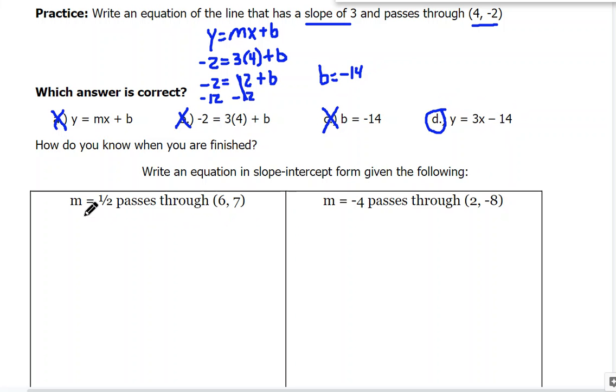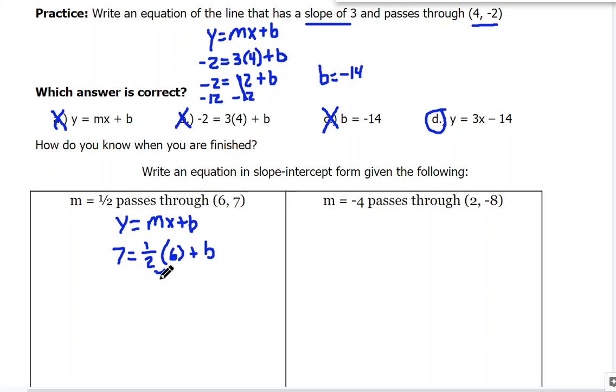All right, let's try one more. It says m equals 1/2, and it passes through 6, 7. So I'm going to start by writing y equals mx plus b. And then I'm going to plug in what I know. Right? Do I know y? Yes, I do. I know y. It says 7. So I'm going to plug 7 in for y. Do I know m? Yes, I do. It's 1/2. So I'm going to plug 1/2 in for m. Do I know x? Yes, I know x. It's 6. So I'm going to plug 6 in for x. I don't know b again, right?